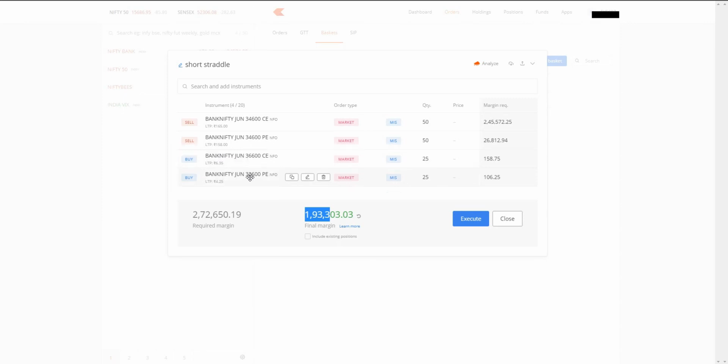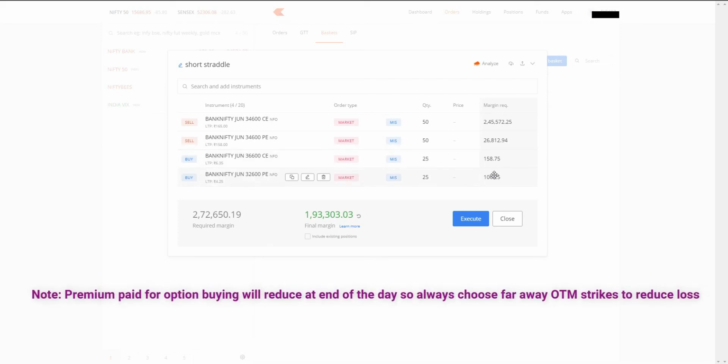If you just buy the ITM, further this margin will be coming down. But the problem is, due to decay, the premium price that you have purchased will start reducing at the end of the day, and you will have some losses in that. So make sure you buy only OTM, and that too in the MIS order. Okay, that is one point.